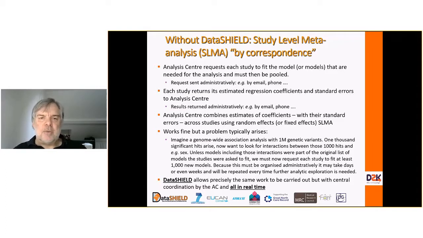So imagine a genome-wide association analysis with 1 million genetic variants. You do the analysis and 1,000 significant hits arise. Now, an obvious thing to do is to look for interactions between those 1,000 hits and a variable, for example, sex. However, unless models including those interactions have been part of the original list of models the studies have been asked to fit, we must now request them to fit them at this stage rather than previously.